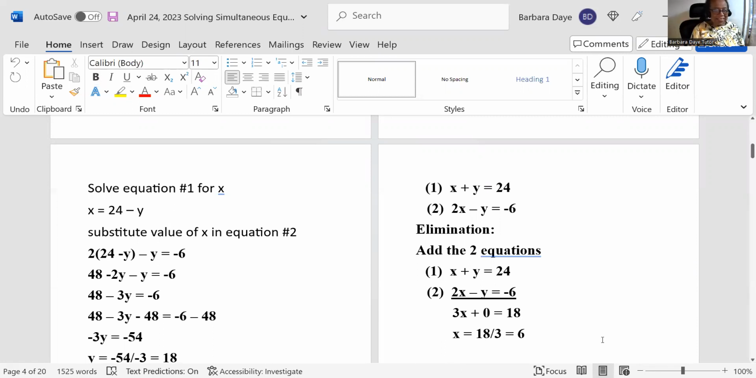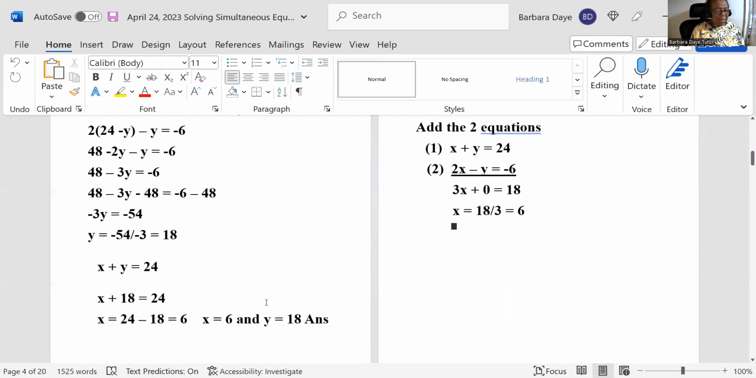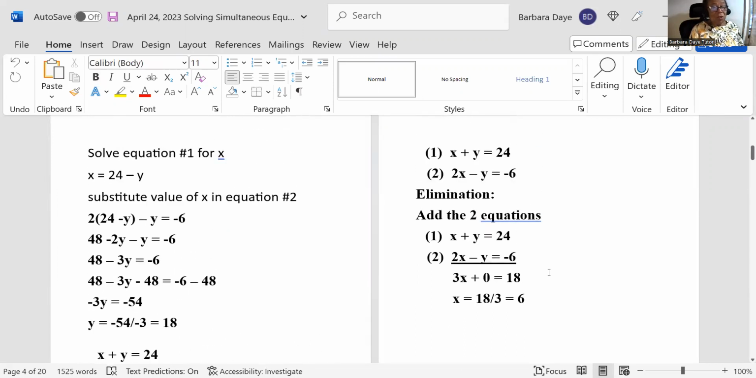Okay, so that's 6. And isn't that what we got when we did the elimination? We got x is 6, right? So which one do you like best with this example? Elimination, right? Quicker and easier. With elimination, you have to look at the equations and see how you can combine them to eliminate a variable, so you have just one variable. Sometimes they're nice and clean like this, you just add, but sometimes you have a coefficient, and you may have to multiply an equation and then add or subtract.